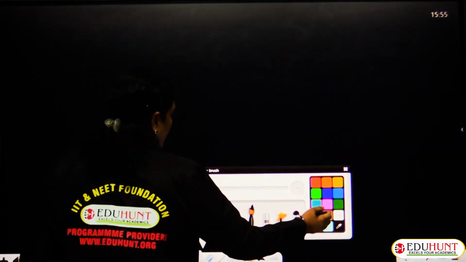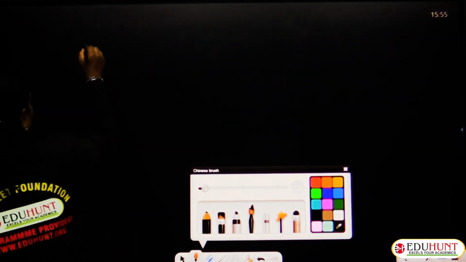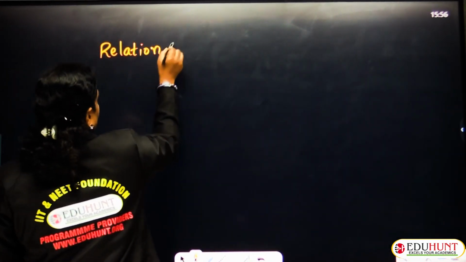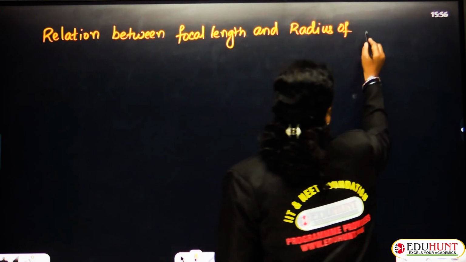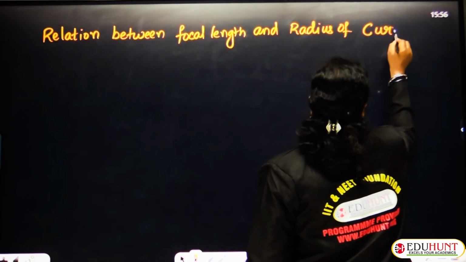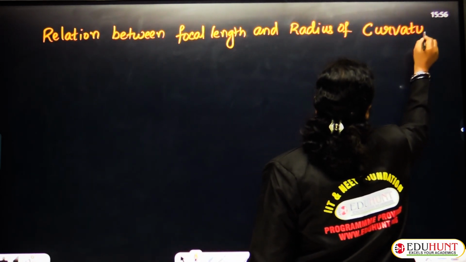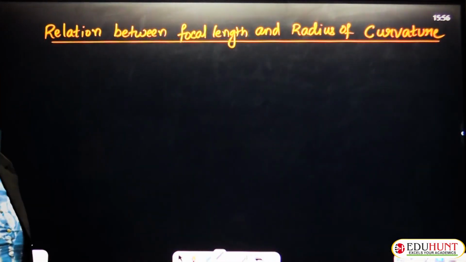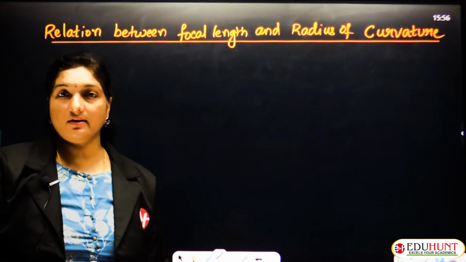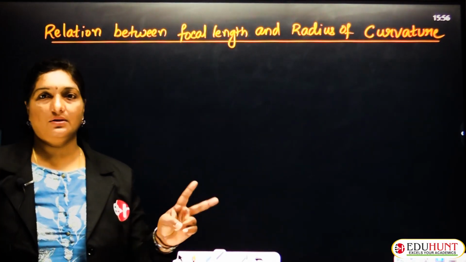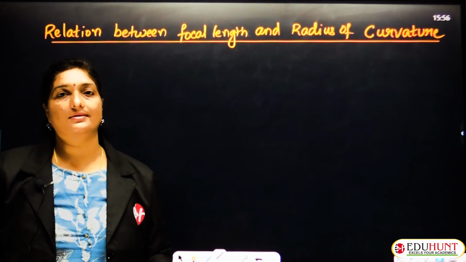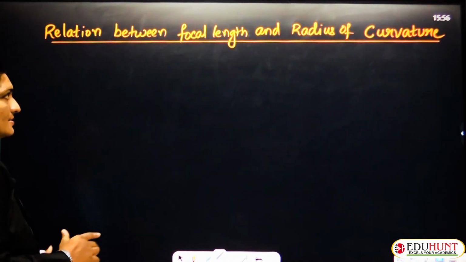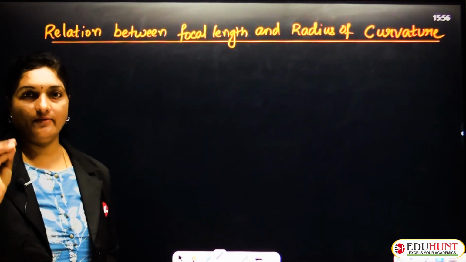Relation between focal length and radius of curvature. So, let us try to derive the relation between radius of curvature and focal length in the case of both mirrors. One is the concave mirror, the other is the convex mirror. So, first of all, let us try to understand something regarding the convex mirror.